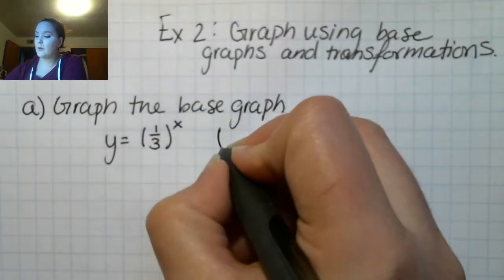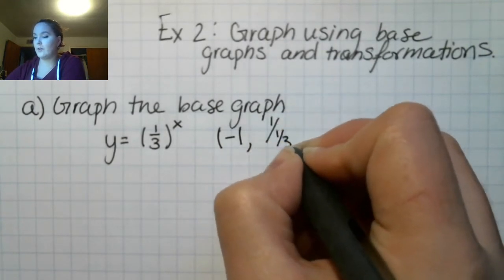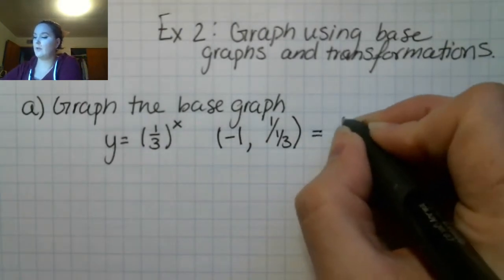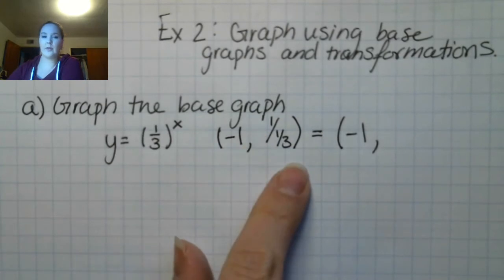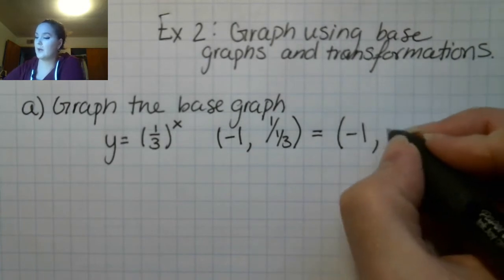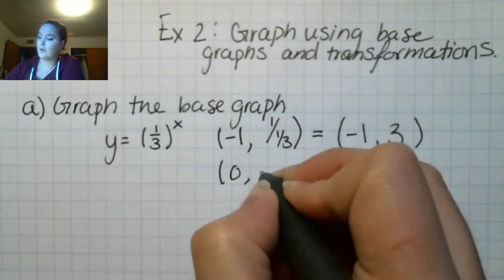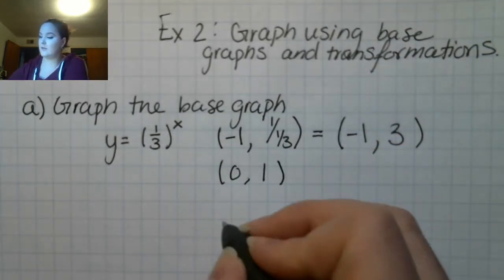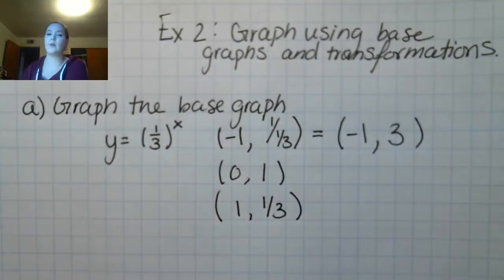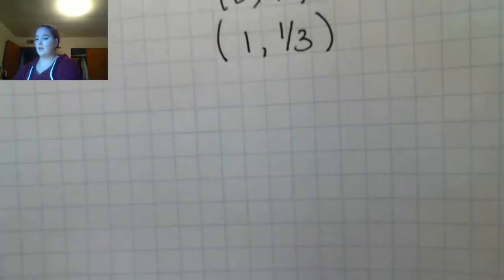Okay, so our key points are going to be -1, comma 1 over 1/3. Now we might want to simplify this a little bit. So 1 over 1/3 is 1 divided by 1/3, or 1 times 3. Okay, then we have 0, 1. That key point is already simplified. And then we have 1, 1/3. So that one's already simplified also. Let's go ahead and look at that graph.